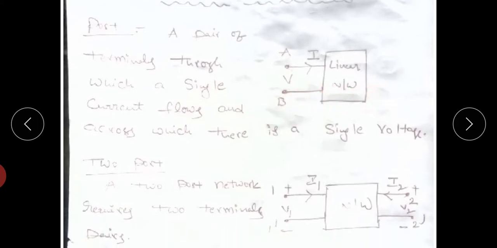It is one linear network. Here only one current is present and only one voltage is present. This is called port voltage and this is called port current. So finally, a pair of terminals is called a port. If a network has only one pair of terminals, it is called a one-port network.